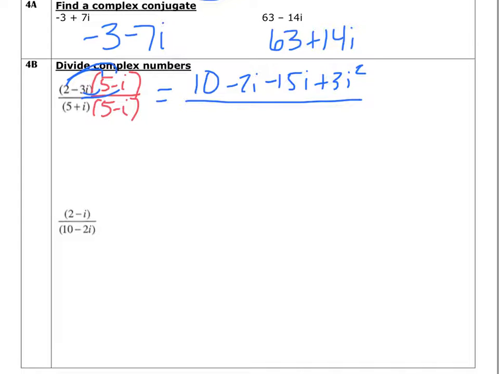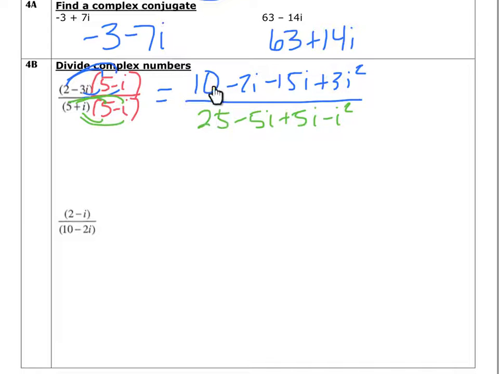Now on the bottom, we're going to do the same distribution. 5 times 5 is going to get us 25. 5 times negative i is negative 5i. i times 5 is plus 5i. A positive i times a negative i is negative i squared.